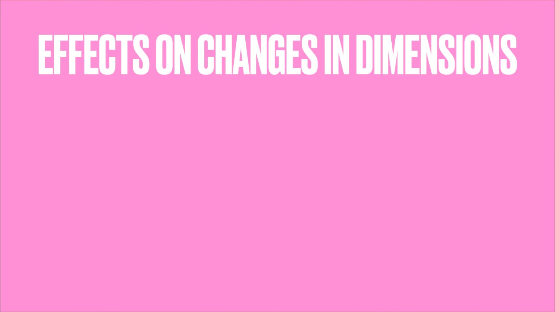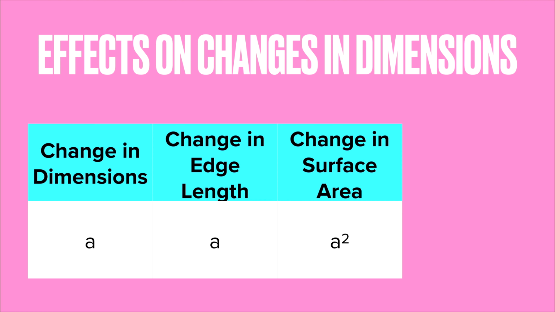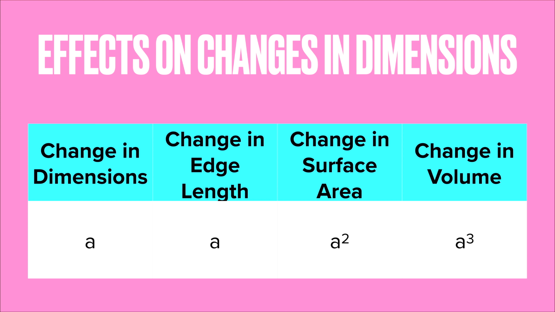So now let's talk about the effect of change in dimensions. We already did these 3 in the last video. You can choose to watch it later. But our last one here, I did change a couple of words because we're talking about 3-dimensional figures. Our last one here is volume, and our change in volume is a cubed. And there we go. That's really about it in terms of the actual video, in terms of everything that you need.